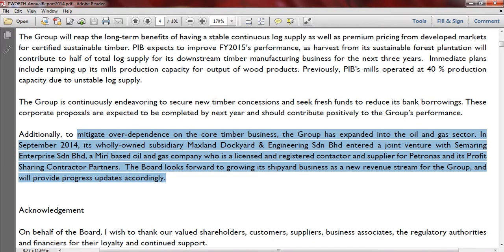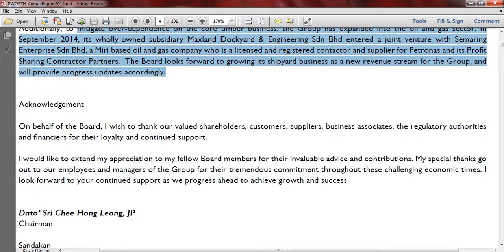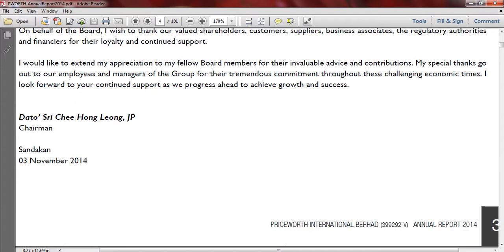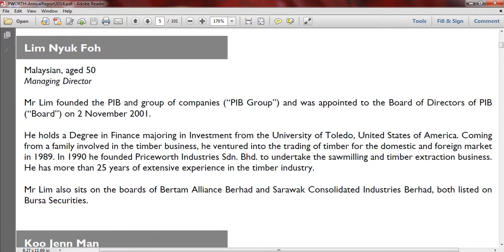So basically that's what it mentions. Okay, the rest is not so important. And then this is the study of the director profile. The managing director is Lim Yok Fu, I think. Degree in finance, investment from University of Toronto. So this is a home business as well.